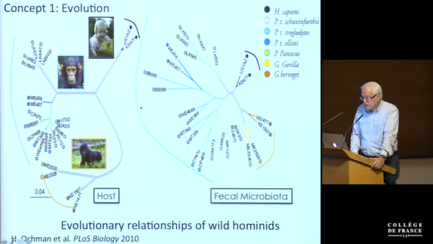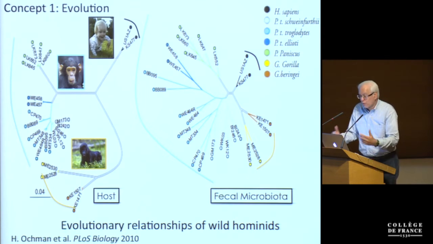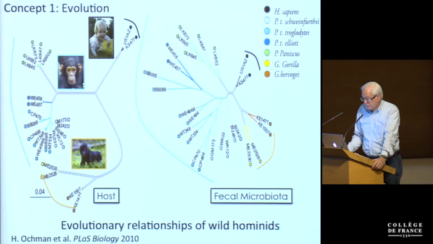And what's important here is that the time frame that is encompassed in these graphs is about 8 million years. That's how long we have had this congruent evolution. And we think it's much longer, but that's what's captured in this study.